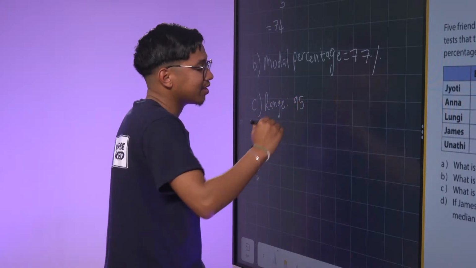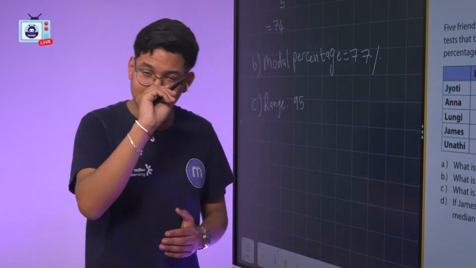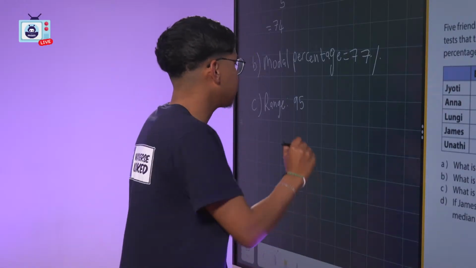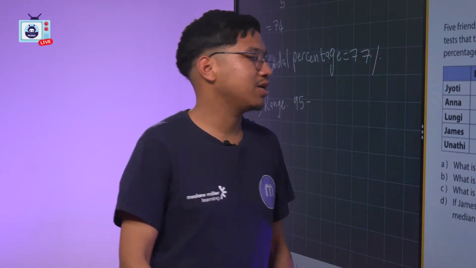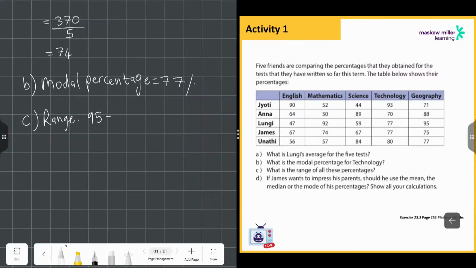So I say, and write it out, write the biggest number minus the smallest number. It does count for a mark. Minus, let's find out what the smallest number is over here. That shouldn't be very difficult to see. Not mistaken, it is the number 44.